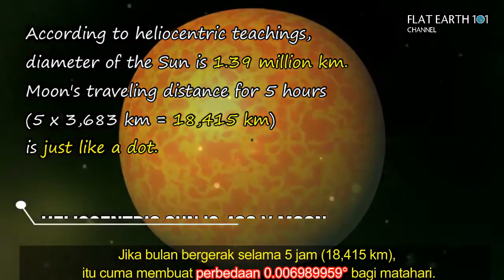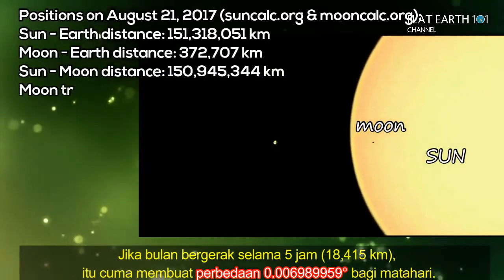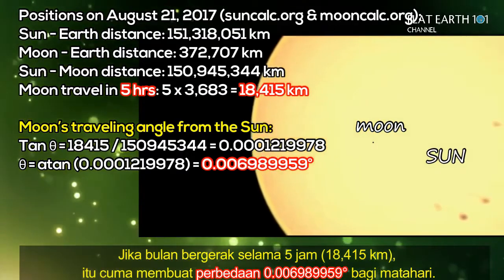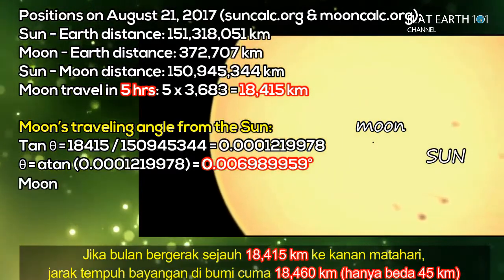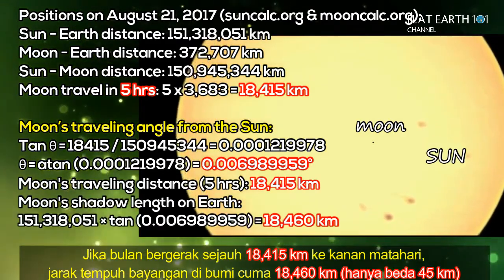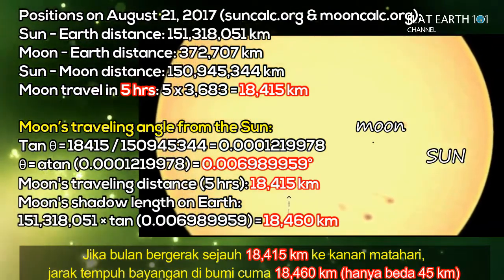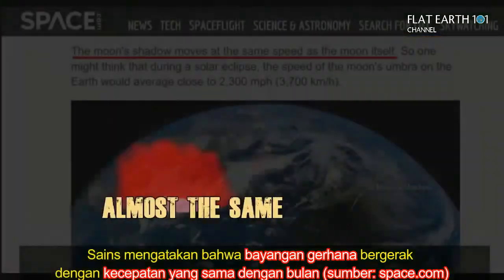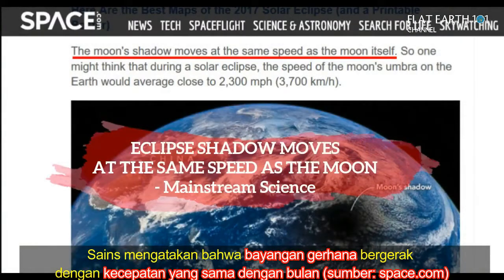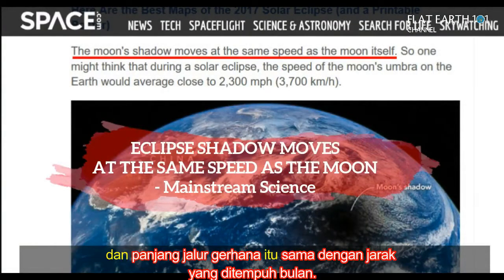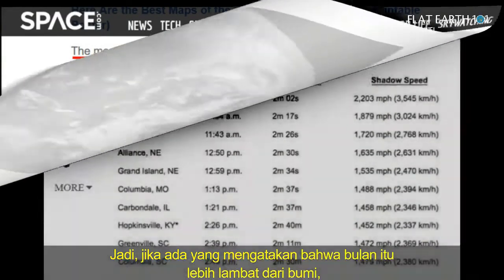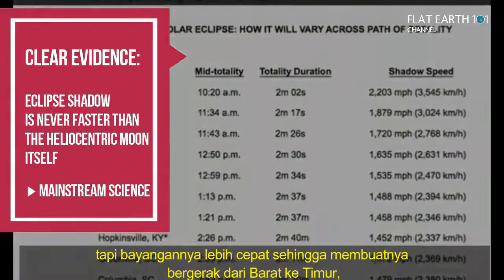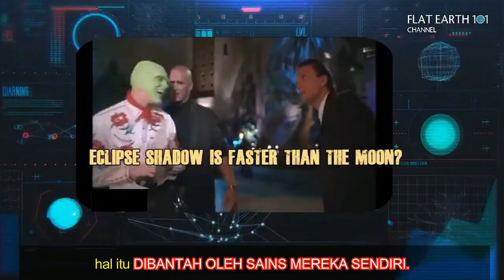If the Moon moves in 5 hours 18,415 kilometers, it only makes 0.006989959 degree difference. If the Moon moves 18,415 kilometers to the right side of the Sun, the shadow's distance on Earth is 18,460 kilometers, almost the same as the distance traveled by the Moon. Science says the eclipse shadow moves at the same speed as the Moon, and the eclipse shadow path is the same length as the distance traveled by the Moon. So, if someone says the Moon is slower than the Earth but the shadow moves faster to make the shadow go from west to east, it's debunked by their own science.